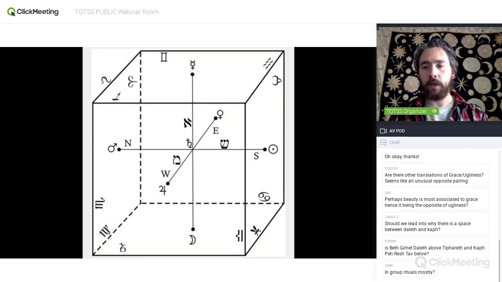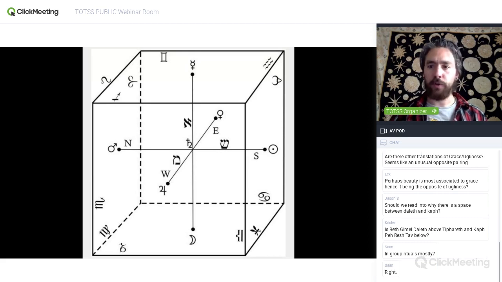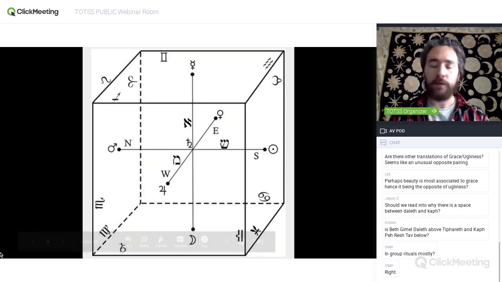Yeah, group rituals, more complex rituals, especially ones where you've got multiple officers, things like initiation rituals. Those are often more useful. I don't know how much use you could really make out of, say, the lesser ritual of the pentagram with the cube of space. I don't know that there would be much there. But it's also a tool that you can use in designing your own rituals, if you wanted to.